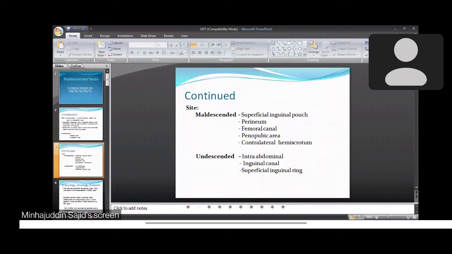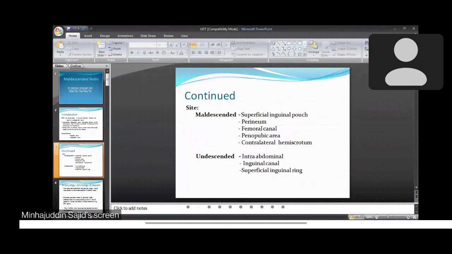That means during descension, it follows an aberrant route and descends to the perineum, or it can descend into the femoral canal or pubic area. That means in the pubic region near the root of the penis, or in the contralateral hemiscrotum. That means the testis descends to the contralateral side of the scrotum, and the ipsilateral side of the scrotum is empty. So there are two testes in the contralateral scrotum, and the ipsilateral scrotum is empty.